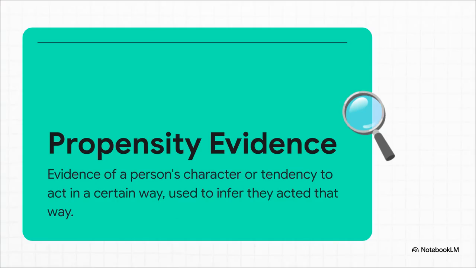So, what are we actually talking about when we say propensity evidence? It's any evidence that basically invites the jury to take a shortcut, to reason from a person's general character or their past actions to what they did on one specific occasion. It's that classic bad person, therefore guilty logic.